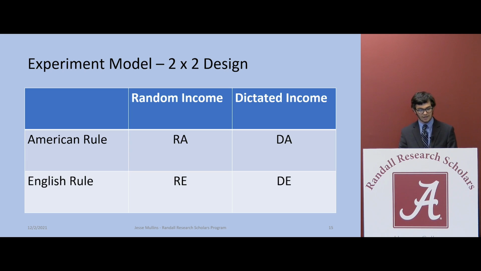So as you can see, we have a 2x2 design, either English or American rule, and random and dictated income. We saw DE, the bottom right here, but there are 3 other variations to this experiment. By analyzing the trends and the differences between these different variations, we can see what combination promotes the highest likelihood that a case gets brought to court and the experiment fulfills.